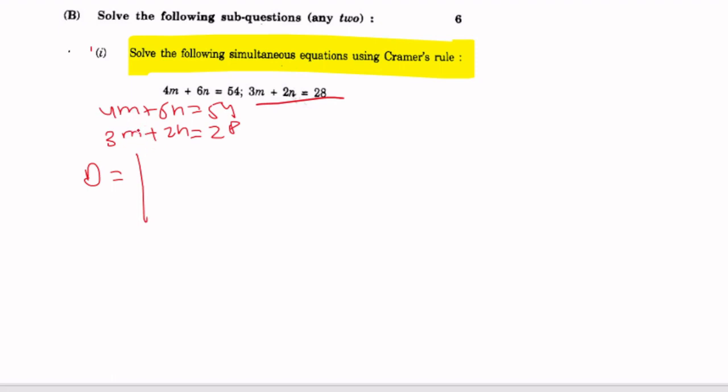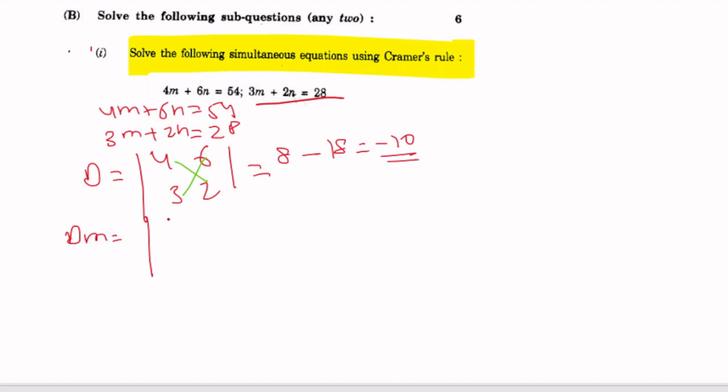Ignore the variables. What is a variable? M and N. So 4, 6, 3 and 2. Cross multiply here this way, you will get your determinant. So 4 into 2, 8, 3 into 6, 18, that is equal to minus 10. This is a determinant. Now you have to find the determinants for x and y, but here your variable is m and n. So I'll write Dm is equal to, what should be the determinant for Dm?